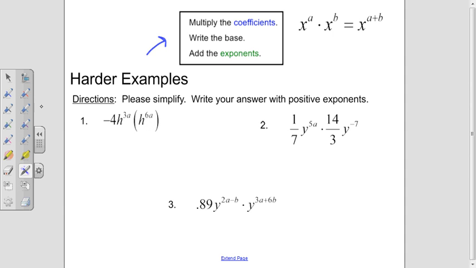So look, we're going to multiply our coefficients, which in this case is negative 4 times 1. We're going to write our base, which in this case is h, and then we're going to add our exponents. And if you're unsure of yourself, write it in the margin. 3a plus 6a is 9a. Okay? So the answer is negative 4h to the 9a.